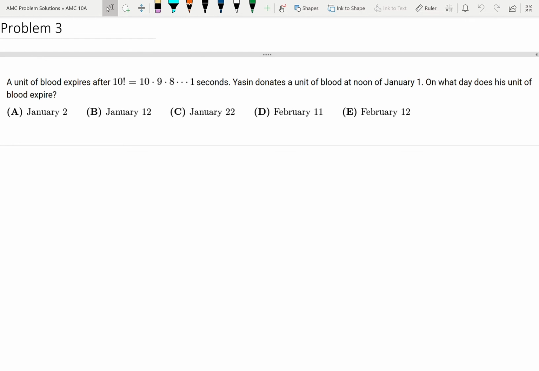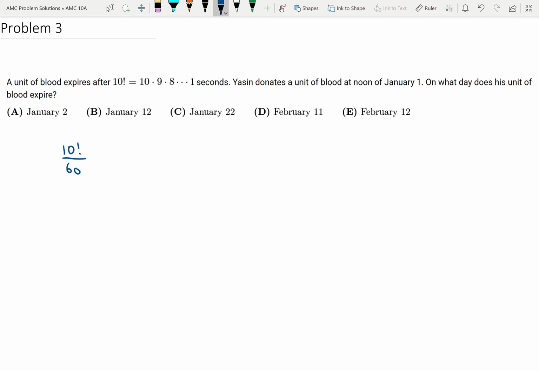So 10 factorial seconds is a very big number. And if I look at the answer choices there, those are pretty far in the future. So what I want to do is convert 10 factorial seconds into days. So the way I'm going to do that is, I know that 10 factorial, if I divide by 60, it's going to expire in that many minutes. Divide a number of seconds by 60, you get that many minutes.